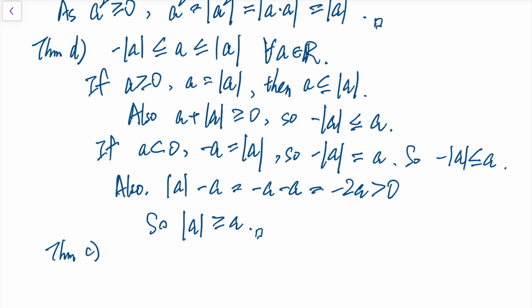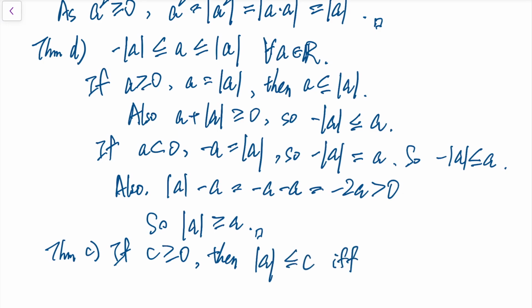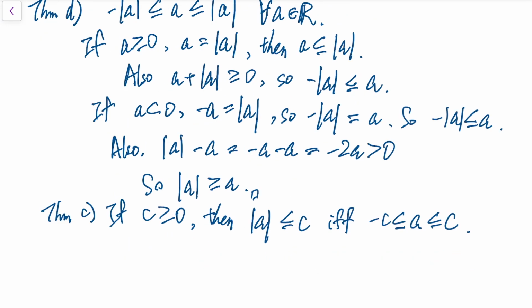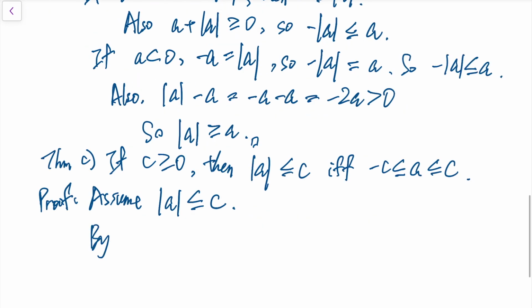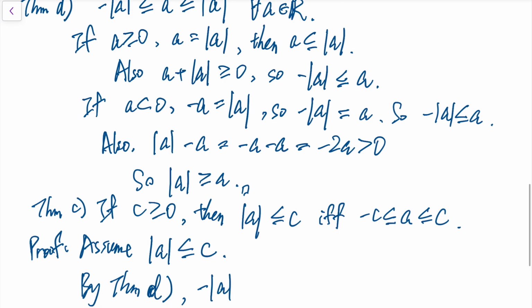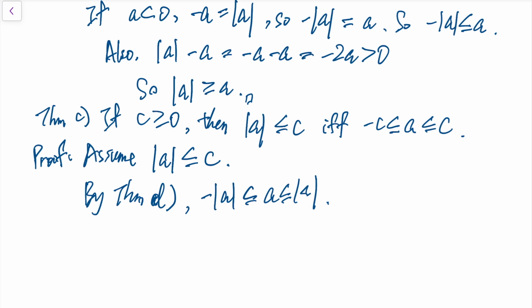Theorem C. If C is greater than or equal to 0, then the absolute value of A is smaller than or equal to C if and only if negative C is smaller than or equal to A, which is smaller than or equal to C. Now assume the absolute value of A is smaller than or equal to C. By theorem D, we have this inequality. Since the absolute value of A is smaller than or equal to C, we know that negative of the absolute value of A is greater than or equal to negative C.